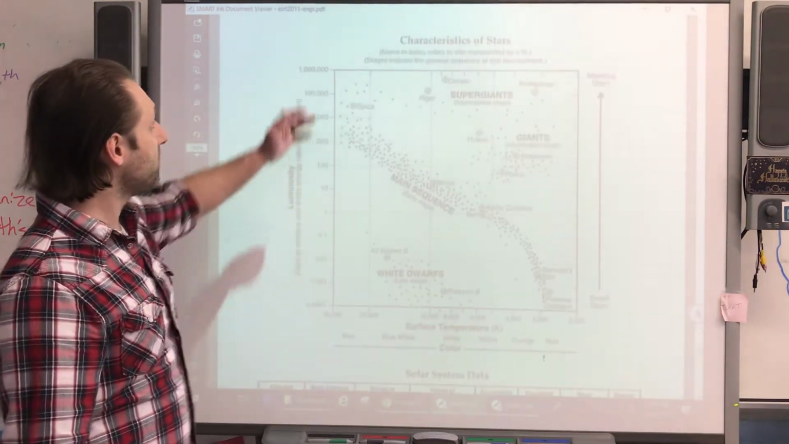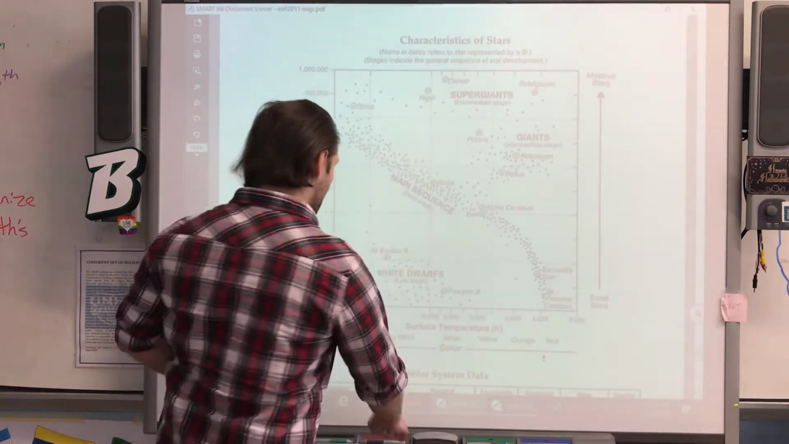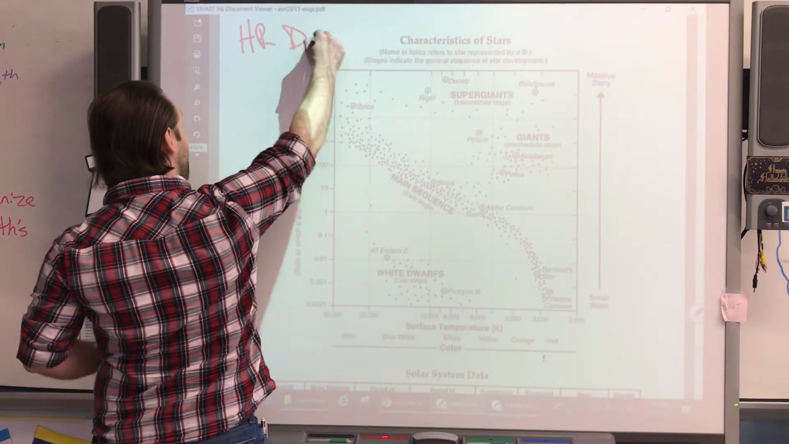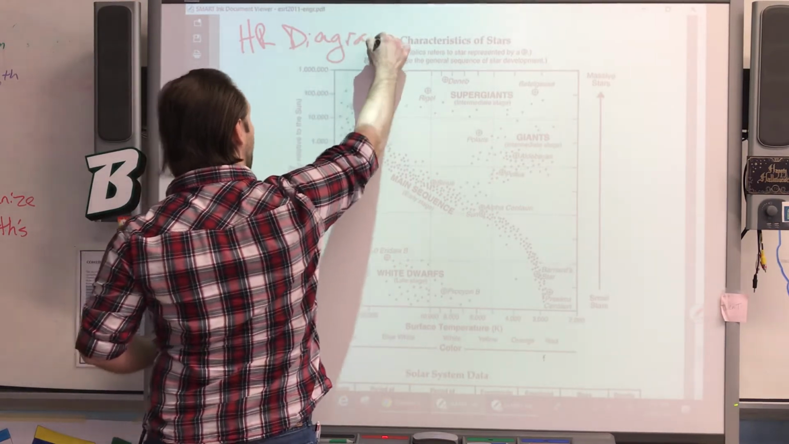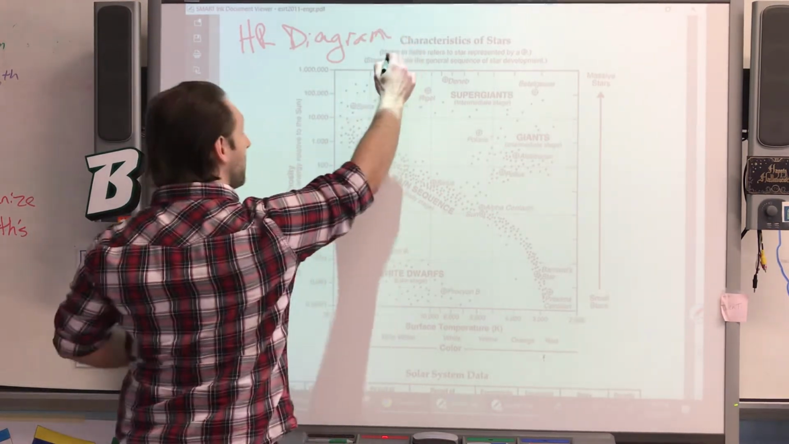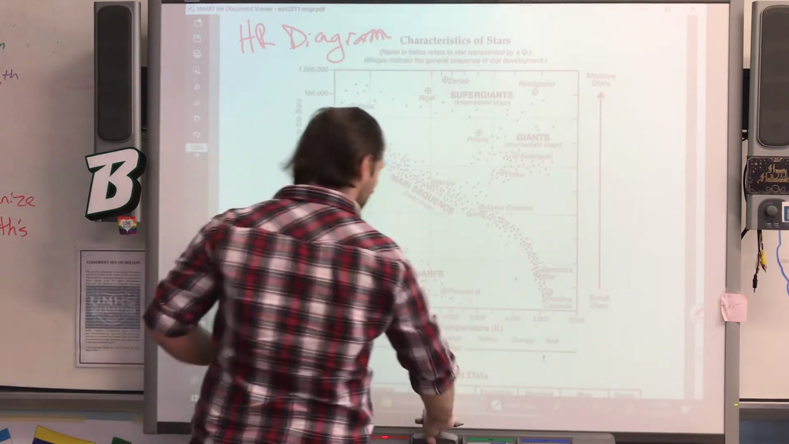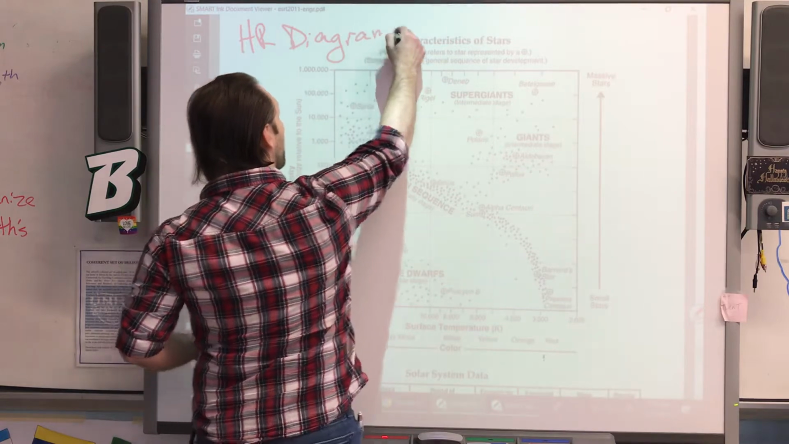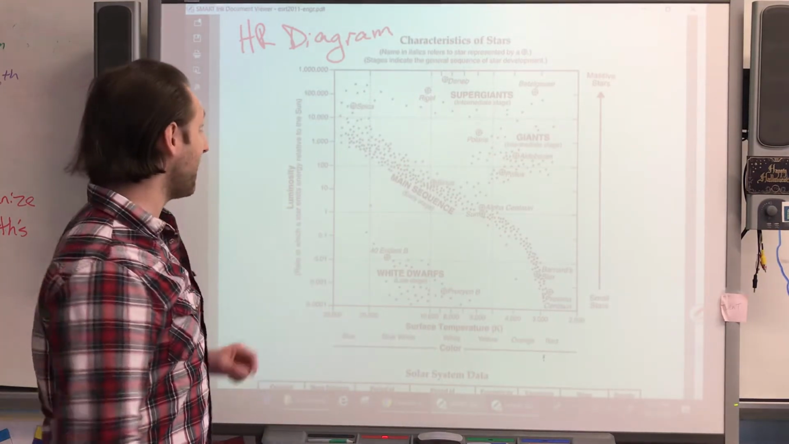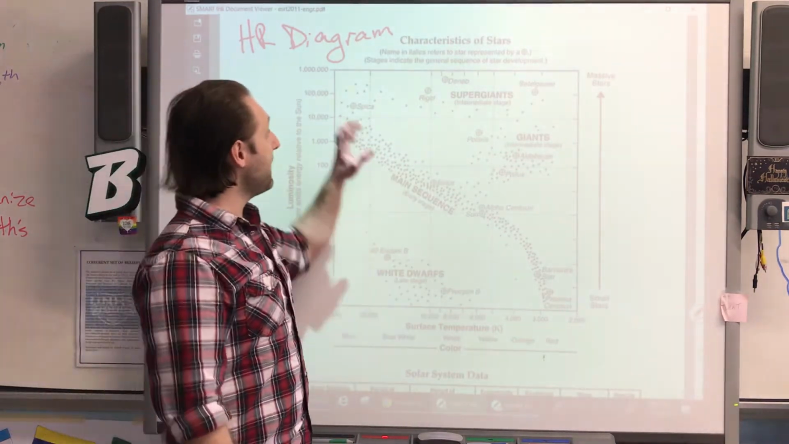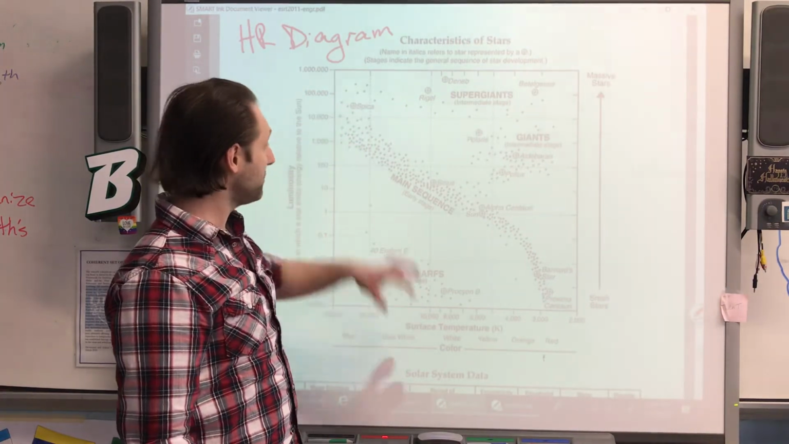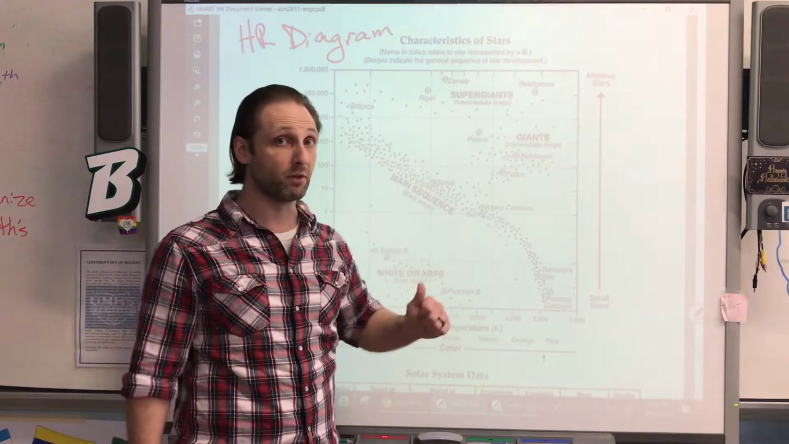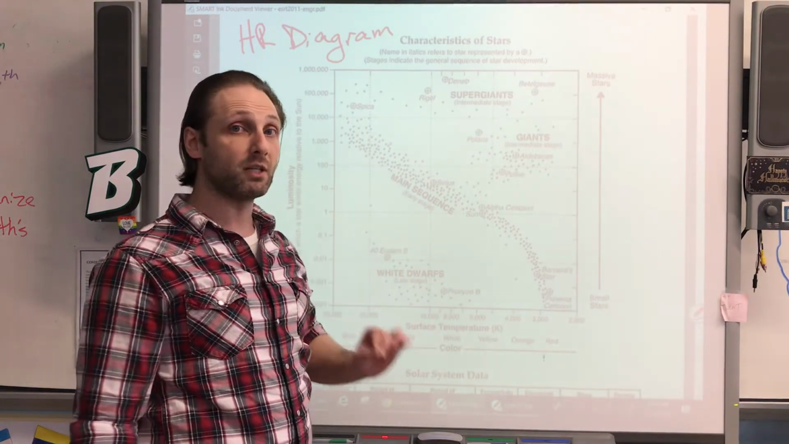Here we go. So, characteristics of stars. I would like you to call this also the HR diagram. HR stands for Hertzsprung-Russell. The Hertzsprung-Russell diagram is purely a plot of temperature versus luminosity. This is not the map of the galaxy. This is not the map of the universe. This is purely where these stars end up on the graph.